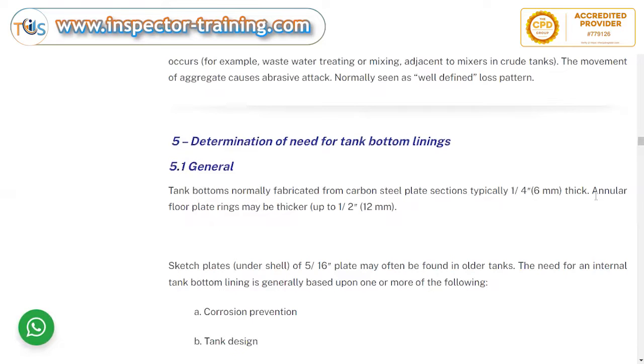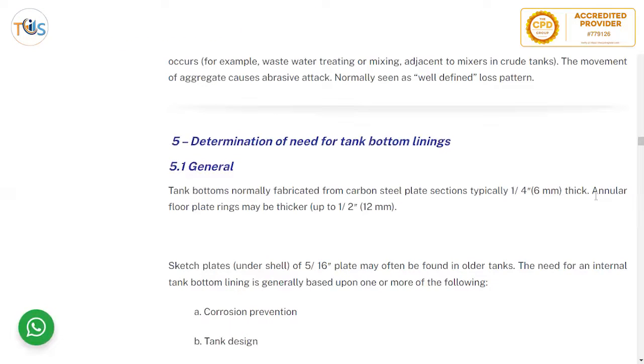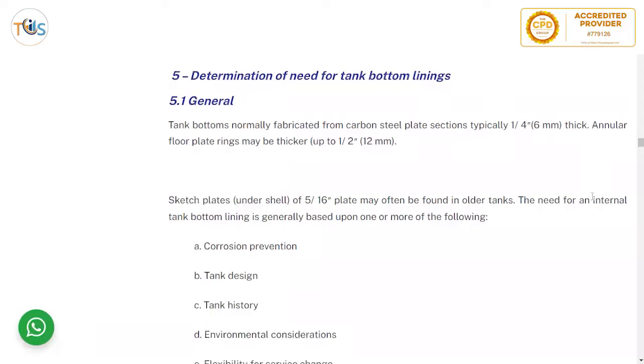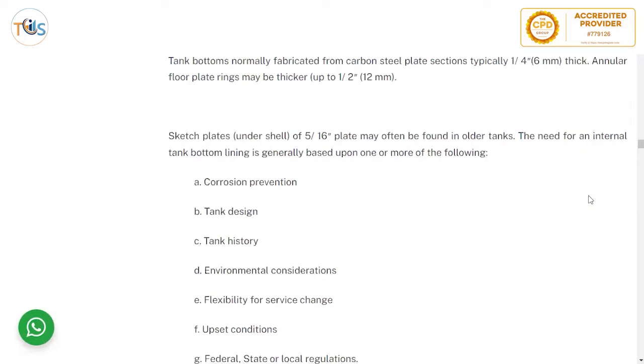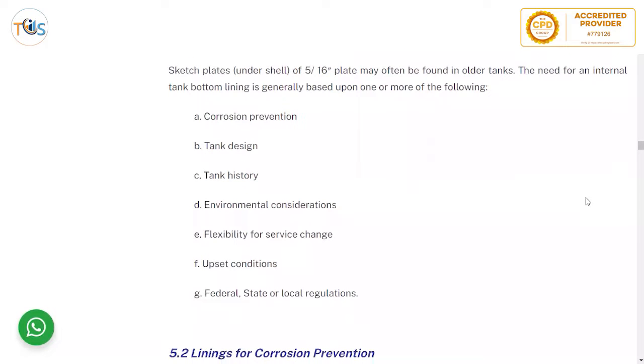The movement of aggregate causes abrasive attack, normally seen as a well-defined loss pattern. Determination of need for tank bottom linings. Tank bottom is normally fabricated from carbon steel plate sections, typically 1/4 inch, 6 mm thick. Annular floor plate rings may be thicker, up to 1/2 inch, 12 mm. Sketch plates under the shell, 5 by 16 inch plate, may often be found in older tanks.